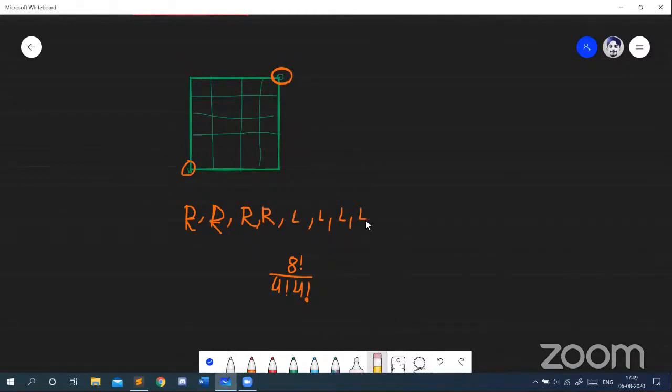But there's another way to do it, and that is by dynamic programming, which is to say that if I had to go from here to here, let's say, then I can approach this vertex either from the bottom or from the left. The number of ways in which I can approach this is the number of ways in which I can approach it from the bottom plus the number of ways in which I can approach it from the left, because these are disjoint events, right?